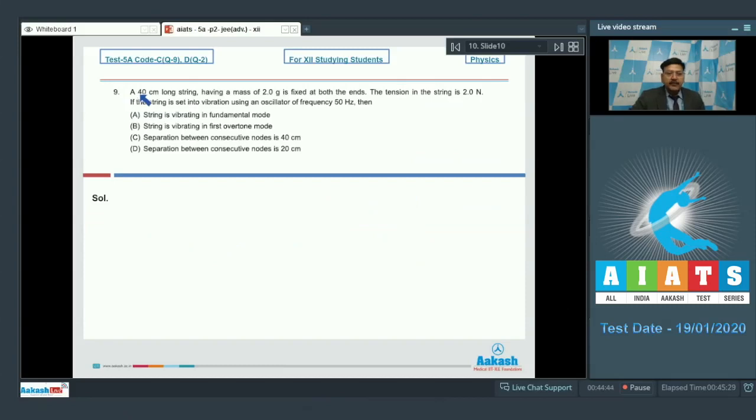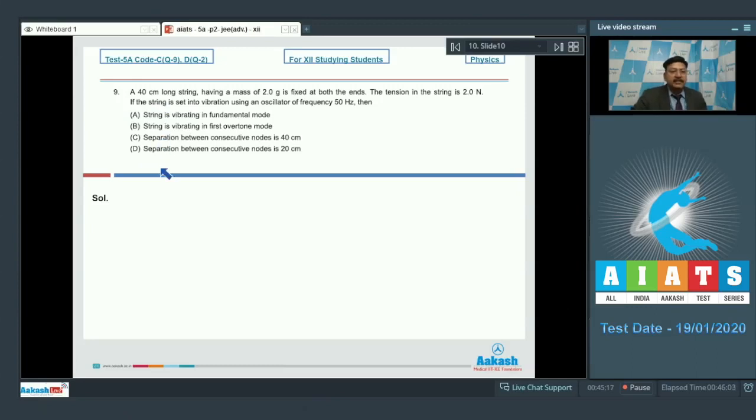Question 9 says a 40 centimeter long string having a mass of 2.0 gram is fixed at both the ends. The tension in the string is 2 Newton. If the string is set into vibration using an oscillator of frequency 50 Hz, then string is vibrating in fundamental mode, string is vibrating in first overtone mode. Separation between consecutive nodes is 40 centimeters, separation between consecutive nodes is 20 centimeter. Okay, so obviously the question is based on the topic waves.